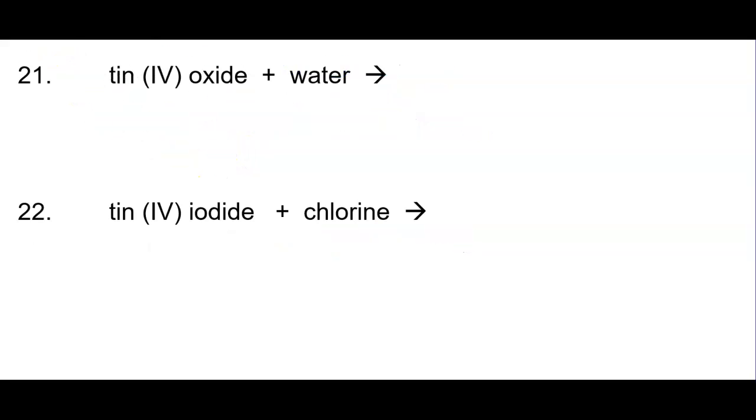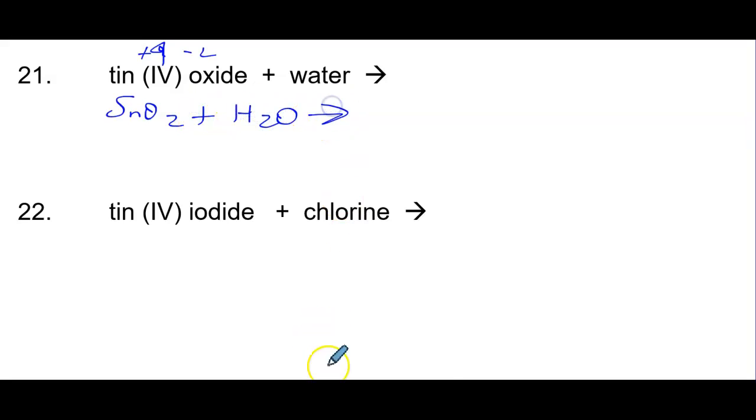Up next is 21. We've got to think about the charges. So we have, let me get my pen working here, a +4 and a -2. So crisscross reduce SnO2. I'd bring the 4 down and the 2 down. The 2 would go to 1. The 4 would go to a 2, plus water.